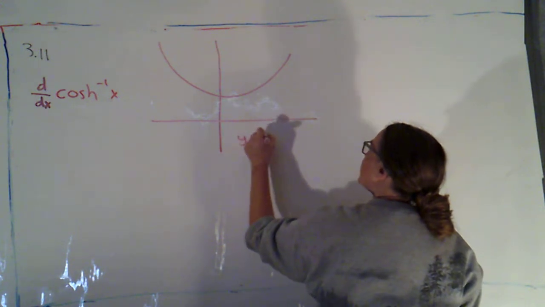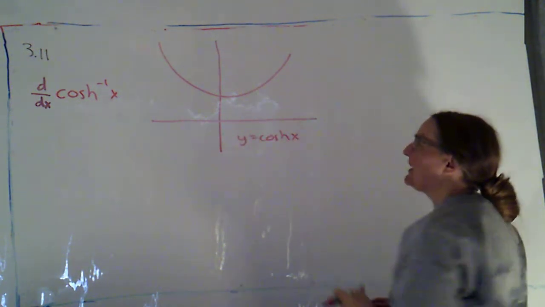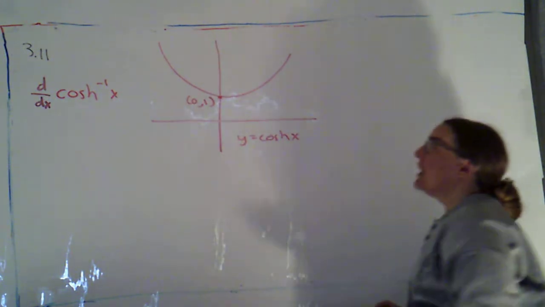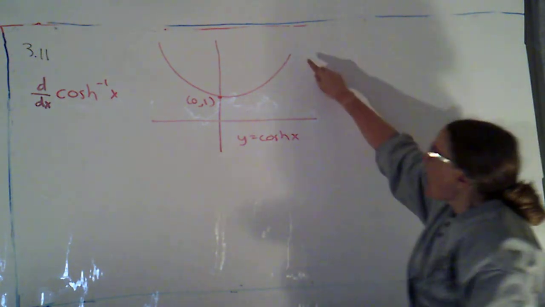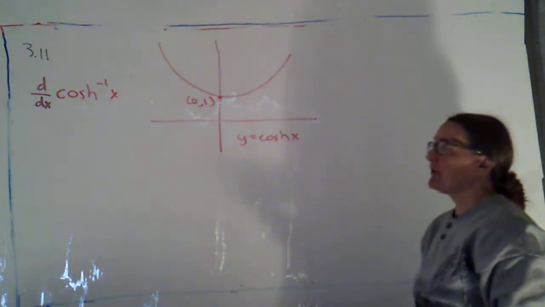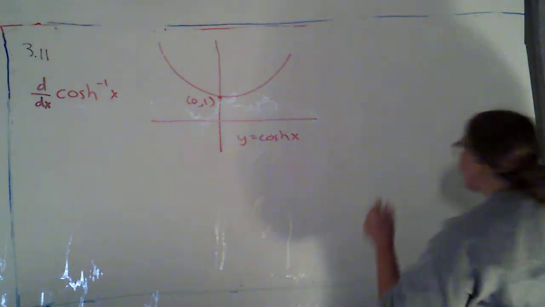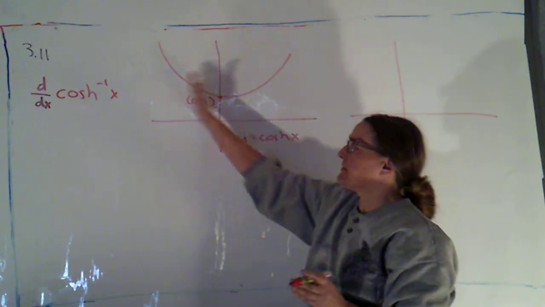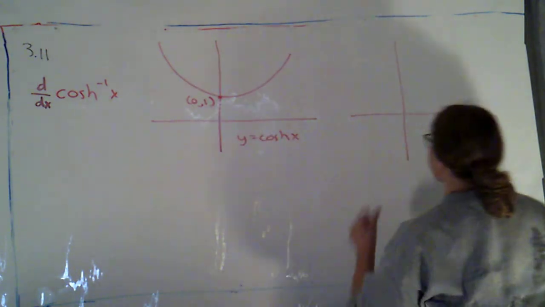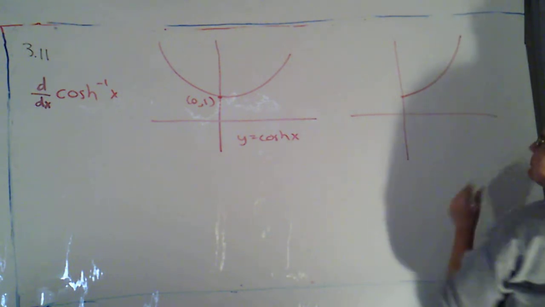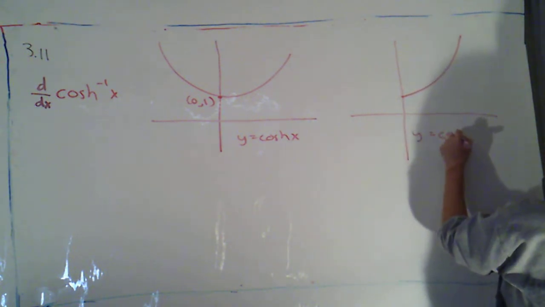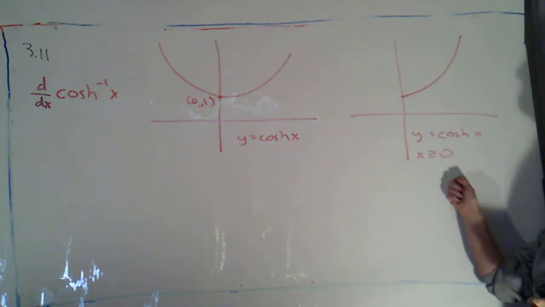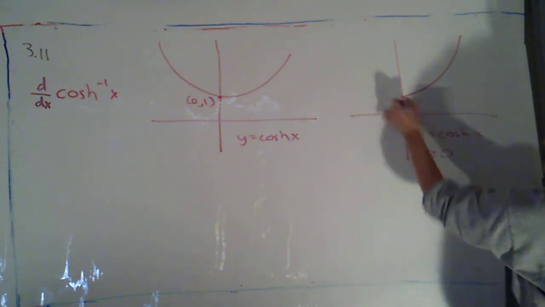Remember, y equals cosh of x looks something like this hanging cable. It has a low point of (0, 1), and it definitely repeats its value, so it's not invertible. However, we can restrict the domain, and we can basically choose either the right side or the left side. Most people prefer positive numbers to negative numbers, so that's exactly what we'll do. So we'll take a look at y equals cosh of x, where x is bigger than or equal to 0. This is the function that we're going to be taking the inverse of.